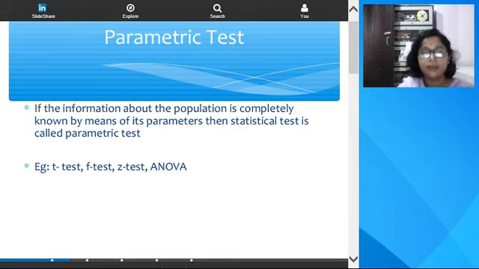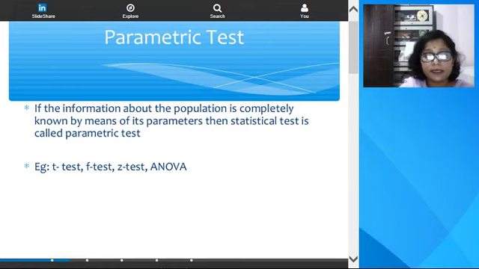Friends, look at the slide. It is clearly defined that if the information about the population is completely known by means of its parameters, then that statistical type is called parametric type of statistics. Once again, let me define. If the information about the population is clearly known or completely defined by means of its parameters, in that case, the types of statistics which are used for analysis of data collected for the research are called parametric statistics or parametric test.